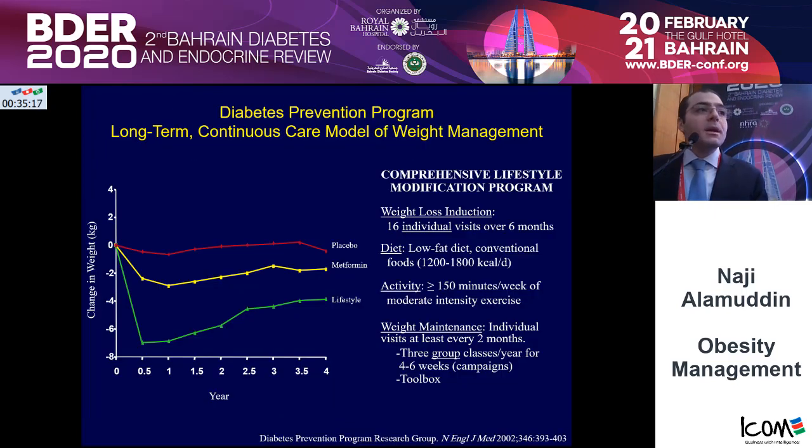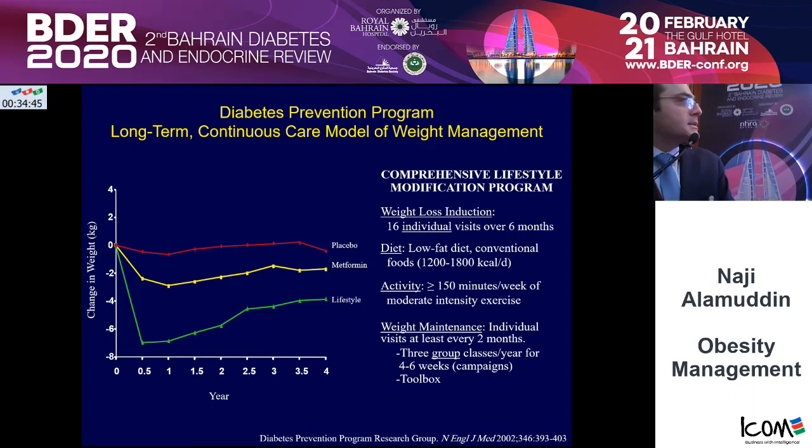Moving on to the Diabetes Prevention Program, which you're all aware of. In the Diabetes Prevention Program, there were 3,200 patients who were overweight or obese with impaired glucose tolerance who were randomized into 3 groups: a placebo group, a metformin group, and a lifestyle group. The lifestyle group were asked to cut down their calories to 1,200 to 1,800 calories per day, and they were coming for individual or group sessions over time. In each of these sessions, they were taught something that's important to self-monitoring.